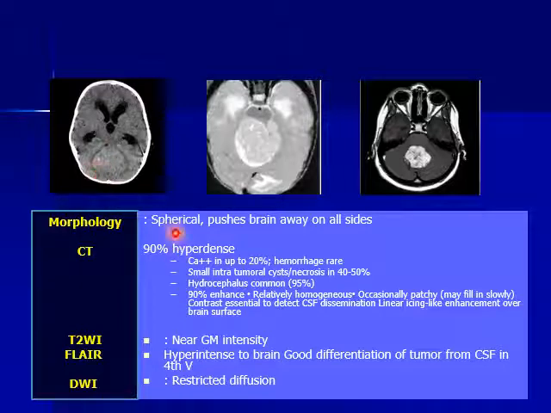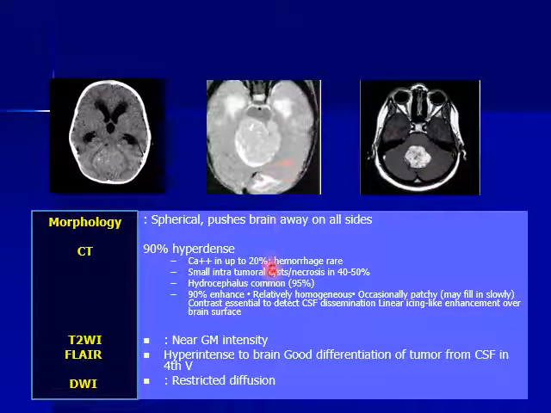Usually we see it as a spherical mass that pushes the brain away on all sides. It is not plastic like ependymoma. It is a highly cellular tumor. Tumors with highly compacted cells have certain criteria in CT and MRI. What is this? Usually it appears hyperdense in CT. It appears slightly hypointense in T2. Usually these are restricted in diffusion and show enhancement like this.